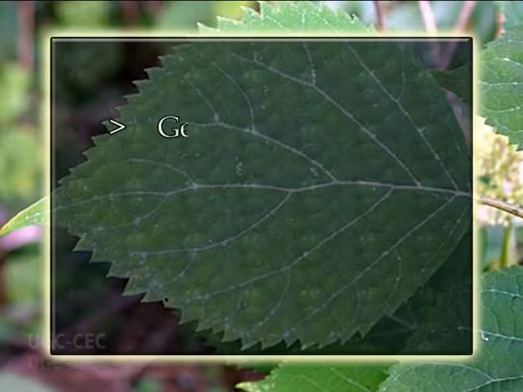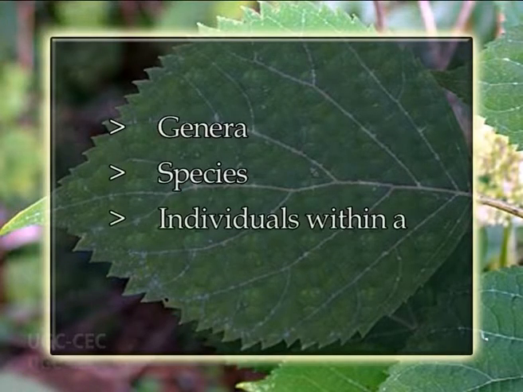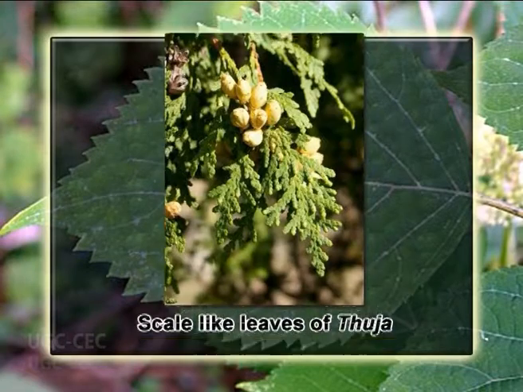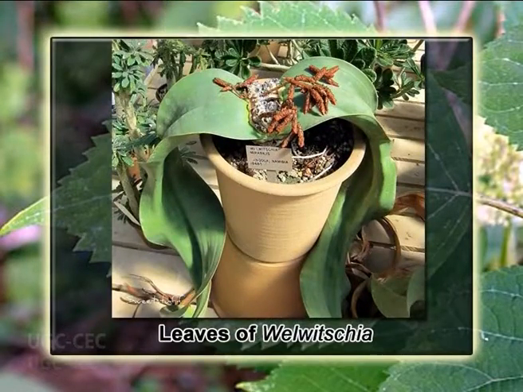Leaf size is one of the most plastic traits of a tree, and it is not uncommon to see great variability within genera, species, individuals within a species, and even between the same individuals at different stages of development. For example, sapling, canopy tree, or on different parts of the same tree. Leaf sizes range from tiny scales along stems, which are less than 1 millimeter long, to the leaves of Welwitschia that are several meters long.